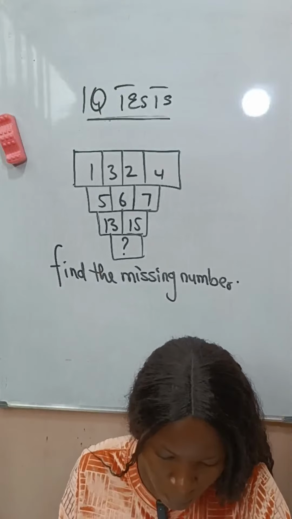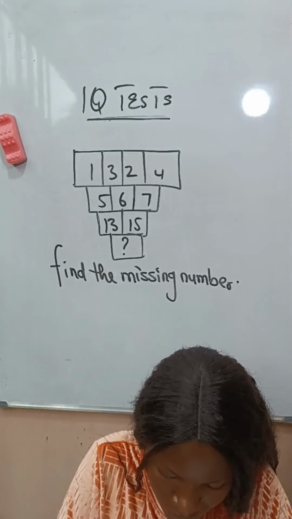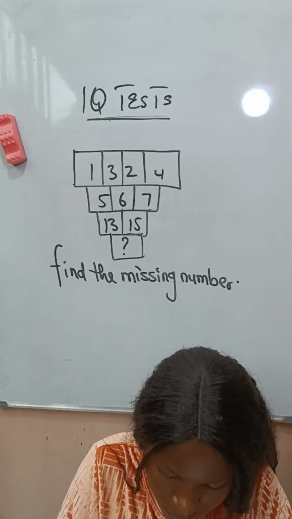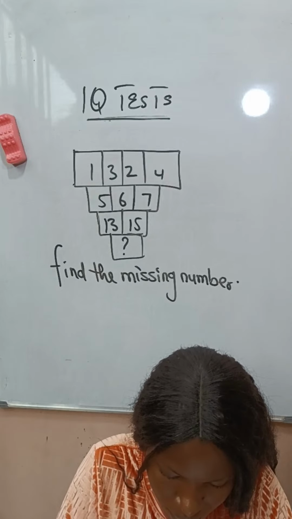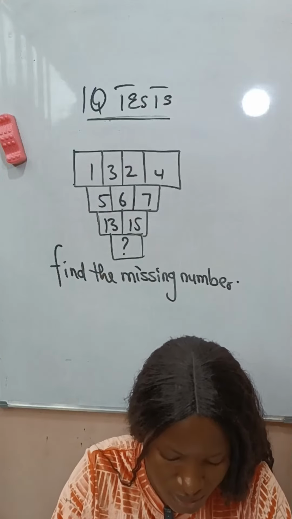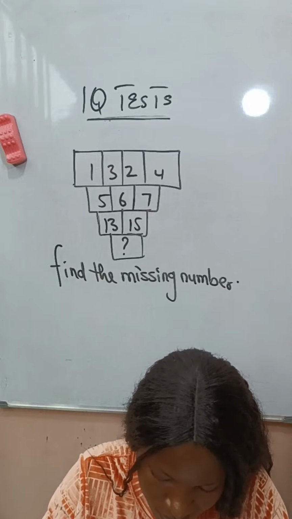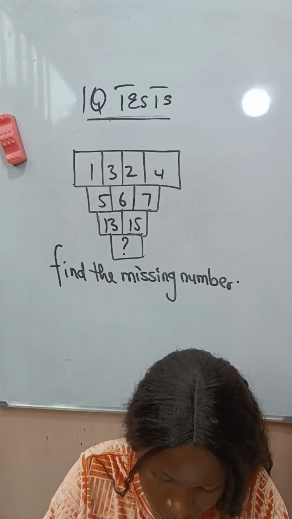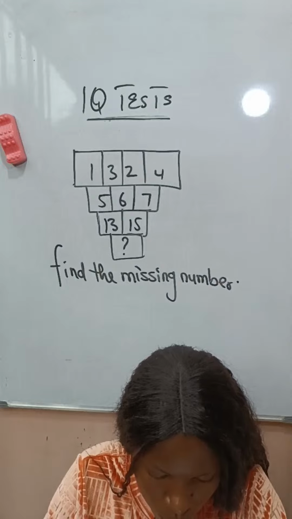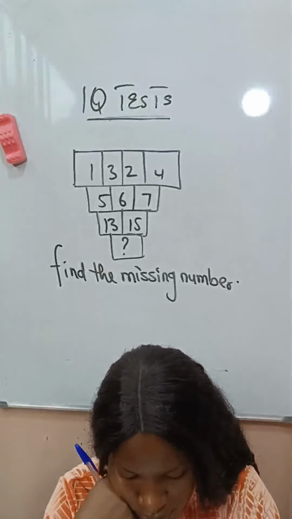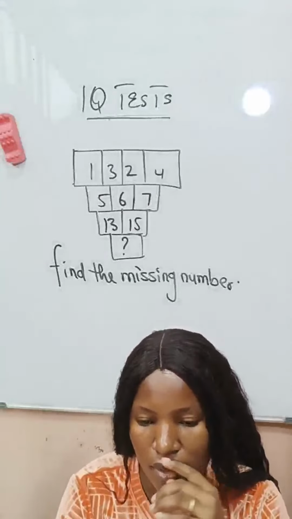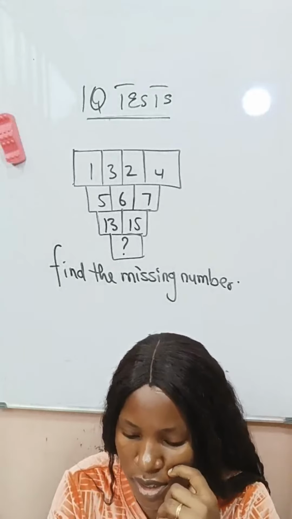Okay, Vel says the missing number is 30. Another person says the answer is 46. Okay, I've gotten 30. I've gotten 46. I have 30, I have 46 as my options.